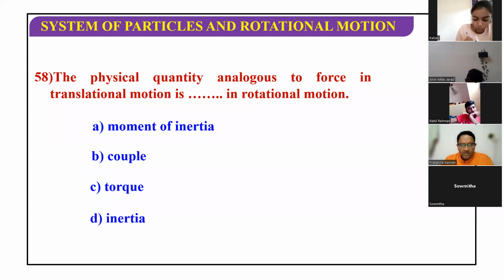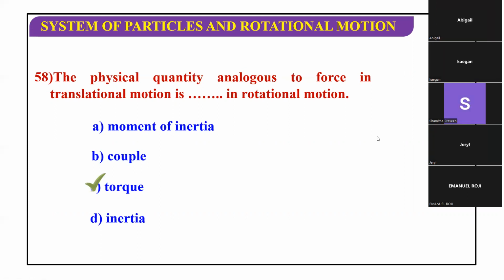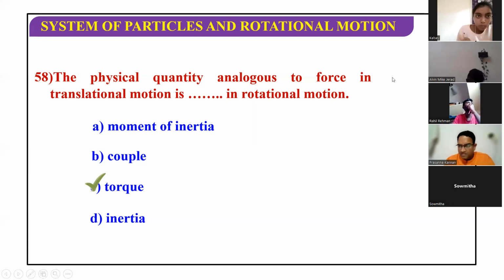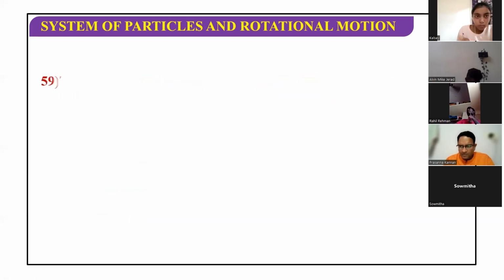Straightforward question. The physical quantity that is analogous, meaning similar, to force in translational motion is dash in rotational motion. Torque. Torque, absolutely. So similar to force, in rotational motion we use torque. Okay, let's look into the next question. This is also straightforward.